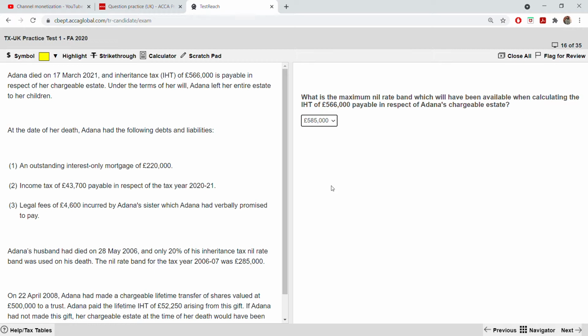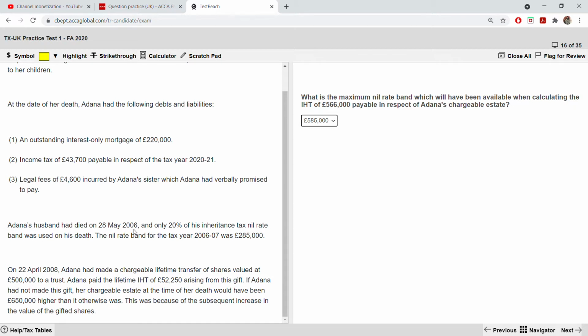And then if you see here, Adana's husband had died on 20th May 2006 and only 20% of his inheritance tax nil rate band was used on his death. So from his death also you will get that inheritance tax nil rate band. Only 20% he used, so 80% from her husband you will get. Even though they are saying the nil rate band for 2006-7 is this much, we'll be using 325,000 only. That 80% will be applied on 325,000. So 80% on 325,000 plus 325,000 of hers, Adana's, will be 585,000. That is the maximum.